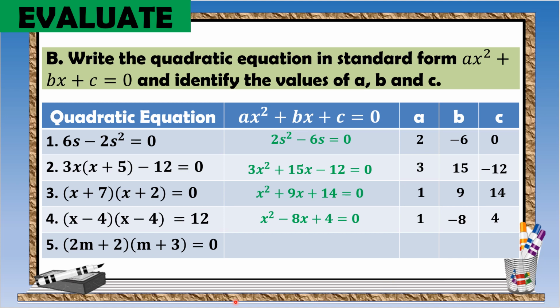Next, number 5, 2m plus 2 times the quantity m plus 3 equals 0. Using again a FOIL method, the standard form is 2m squared plus 8m plus 6 equals 0. So a is 2, b is 8, then c is 6.